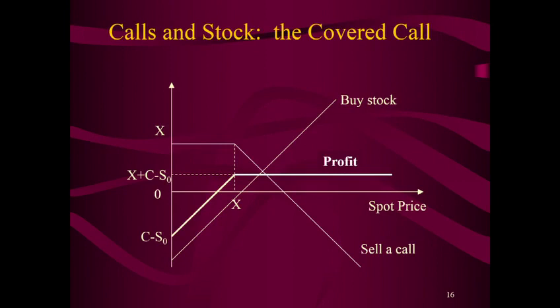Now this is the payoff diagram. This is a long stock, the straight line here, and this is a short call. When you combine a short call and a long stock, this is what you get. Remember this: an upward sloping line with a horizontal line results in an upward sloping line. An upward sloping line and a downward sloping line will cancel each other and give you a horizontal line.